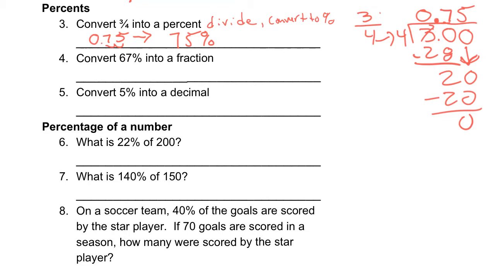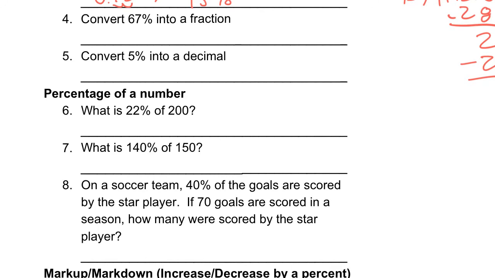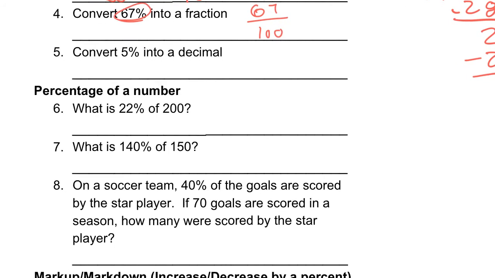Okay. Convert 67% into a fraction. All right. Hopefully you guys can remember how to do this, but if not, we're basically just taking this and putting it over 100. Anytime you're moving a percent to a fraction, you just take that and put it over 100. And then reduce if you can. In this case, we can't reduce. 67 does not reduce, so it is just 67 over 100. Okay, pause if you need to. Otherwise, you're going to move on.